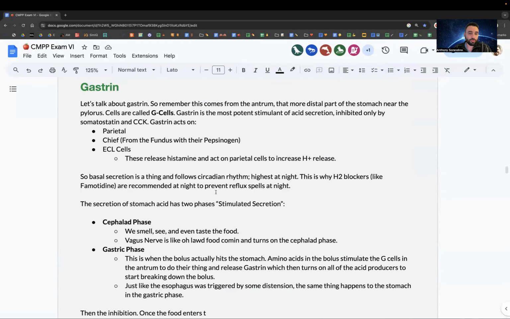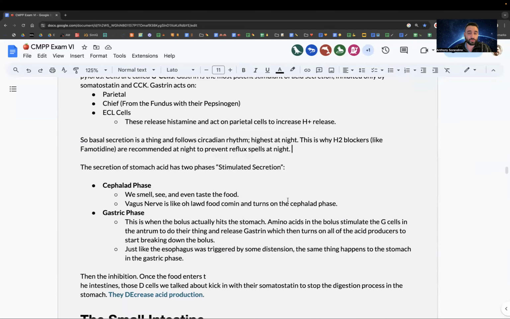Basal secretion is a thing. It follows the circadian rhythm, so it's going to be highest at night. That's kind of where I think you get some GERD symptoms overnight. To help things like that, you can have your patient sleep on a couple of pillows. And that's actually exactly why H2 blockers like famotidine are recommended to prevent those reflux spells at night.